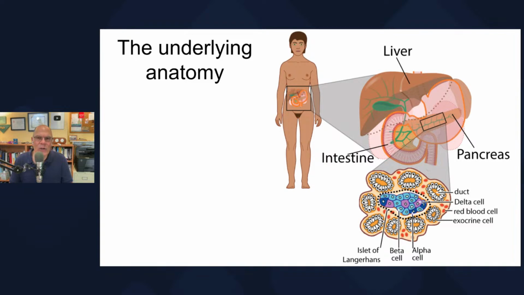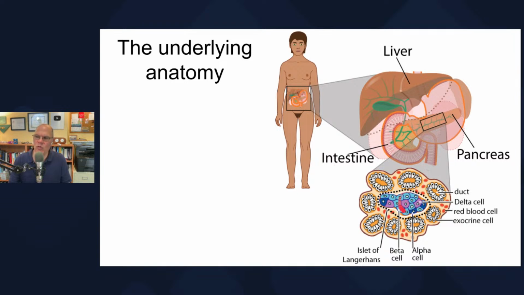Let's talk a little bit about the underlying anatomy. Not necessarily important for the AP bio exam, but cool to know about. So here's your abdomen. You've got your stomach, you've got your liver over here, and then kind of nested behind your stomach is your pancreas. It's a big mass of glandular tissue.